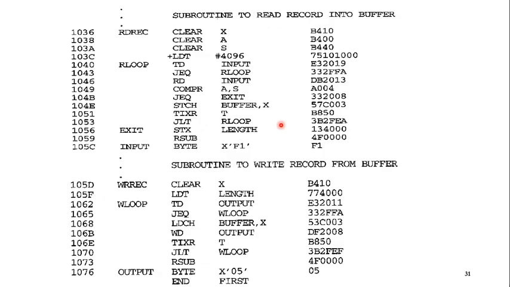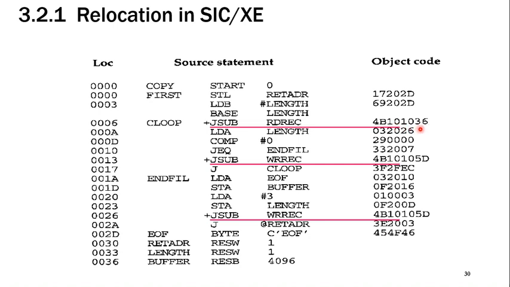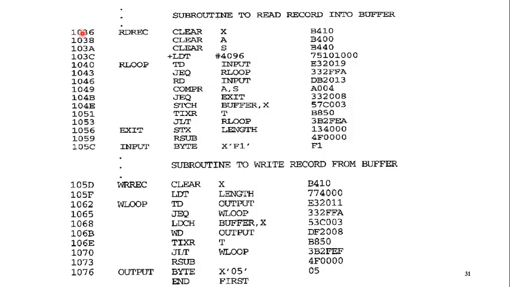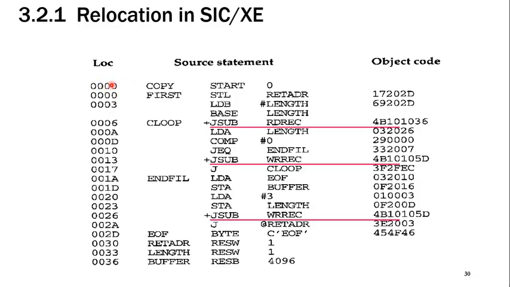And where is this RDREC? Here is RDREC. The address of that is 1036, so that itself we consider directly, and for that we add one more 0 to make it a 20-bit address. The object code of this +JSUB RDREC comes out as 4B101036, when the address of RDREC is 1036, and that too when the starting address was 0. Suppose this is relocated because of a memory constraint, and it is relocated to 1000. Then, instead of the starting address being 0, it will become 1000.